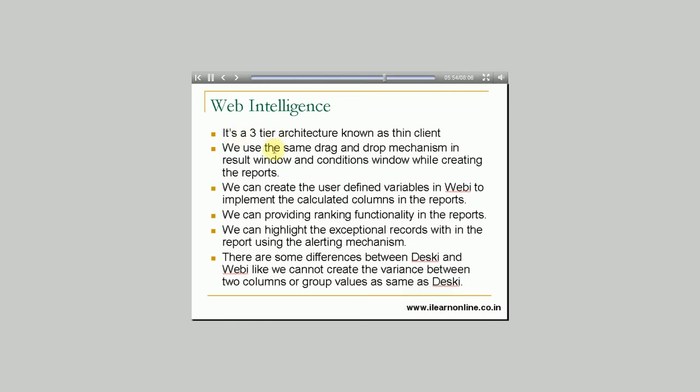Now, when it comes to some more information about Web Intelligence, it's a 3-tier architecture, and it is basically known as the thin client. How do we use WebI? We use the same drag and drop mechanism as in Desktop Intelligence. It also contains the result window and conditions window, through which you can drag and drop the objects you would like to see.